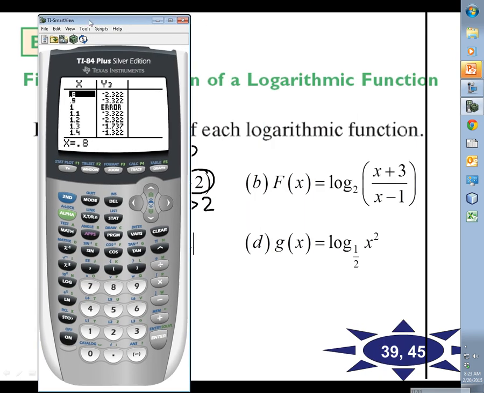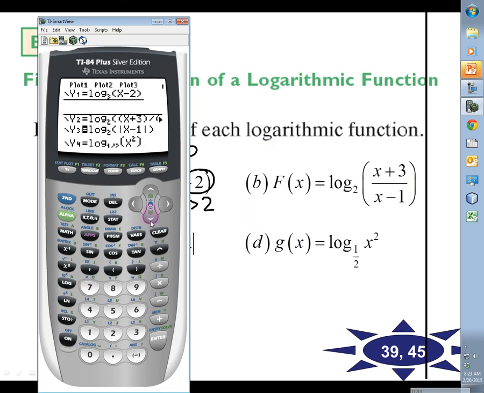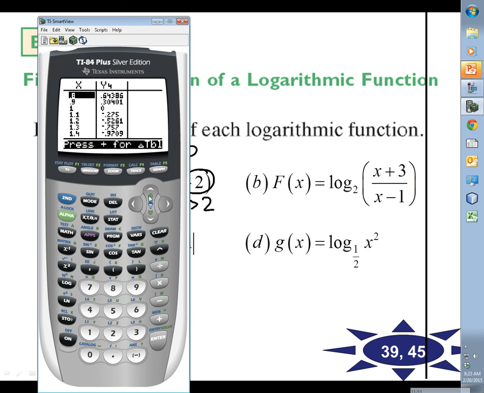All right, last one before you try them on your own. y equals log base 1/2 of x squared. Let's go ahead and graph this. It's going to look like that. And so the only question is, can x equal 0? Let's take a look at our table to find out. And it cannot. So x does not equal 0 for this function.